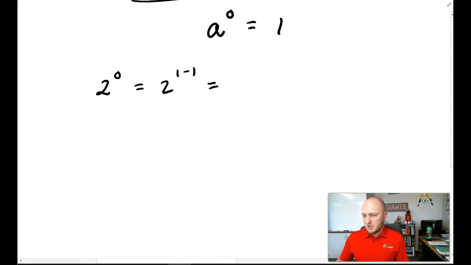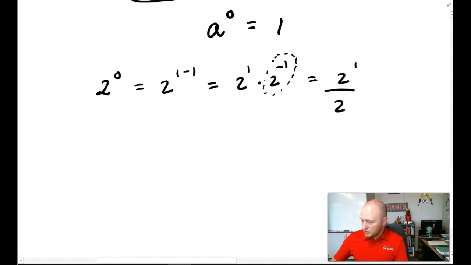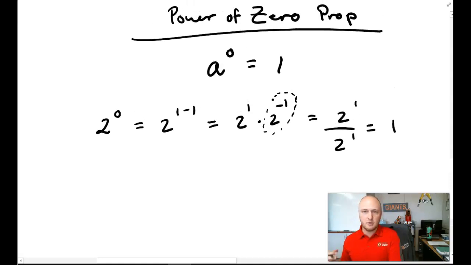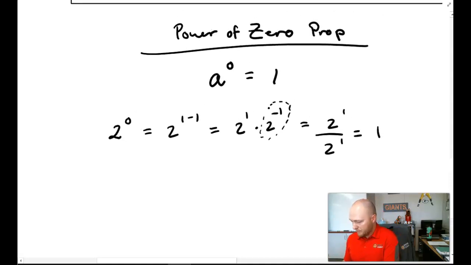Okay, now I'm going to use the product property of exponents. Isn't this 2 to the first times 2 to the negative first? Right? If you multiply the same base, you add the exponents, just kind of in reverse. Well, here's that negative exponent property that we were just talking about. If I move this into the denominator, I get 2 to the first divided by 2 to the first. And what's anything divided by itself? 1. Okay, so there's your informal proof for the power of 0 property.